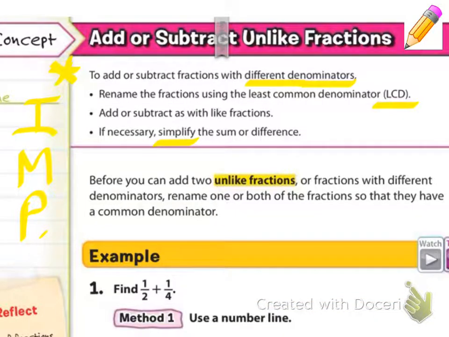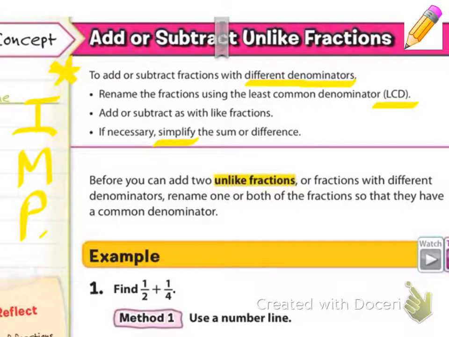Okay, I took a screenshot of the top of the page because everything here is so very important, and this is a good review of unlike fractions, meaning fractions that have a different denominator. If you're adding or subtracting fractions, before you can do that, they have to have the same denominator. So if you are adding or subtracting fractions with different denominators, you've got to use a strategy to get common denominators. The easiest would be the least common denominator.